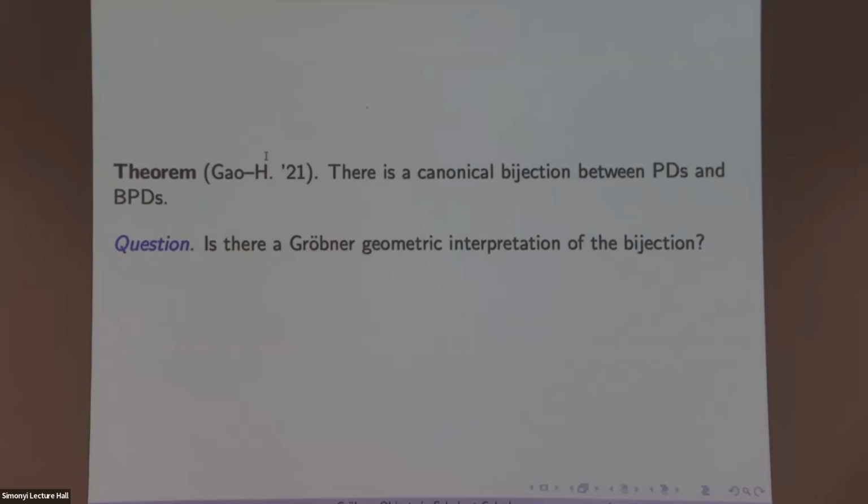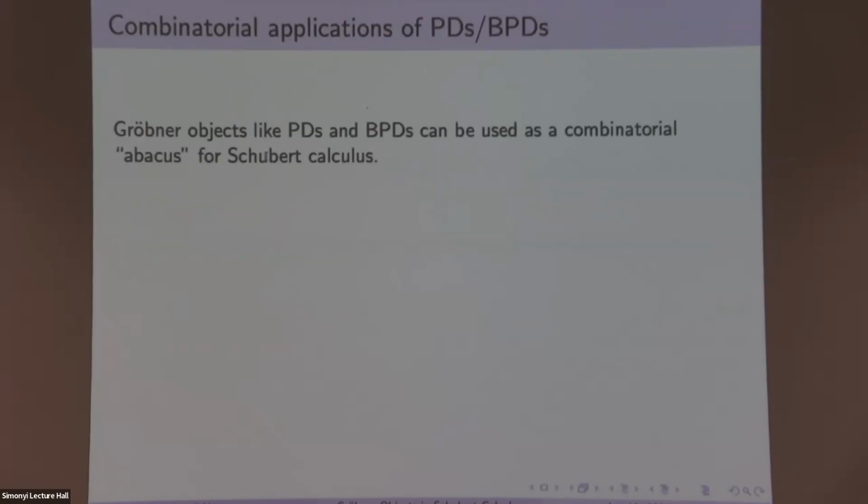between pipe dreams and bumpless pipe dreams. So this bijection is completely combinatorial. Canonical in the sense of combinatorics, but we don't know whether there is a nice Gröbner geometric interpretation of such a bijection. So that's a question. So one other reason I care about these objects is that they have combinatorial applications.